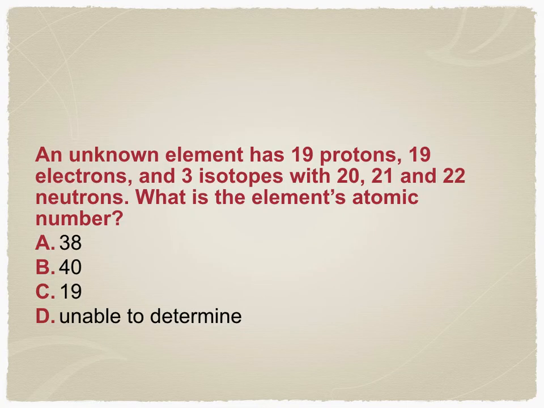All right, an unknown element has 19 protons, 19 electrons, and 3 isotopes with 20, 21, and 22 neutrons. What is the element's atomic number? All right, so think about this. The atomic number is what? The atomic number is the number of protons that something has. So if we have an element with 19 protons and 19 electrons, and it has 3 isotopes with 20, 21, and 22 neutrons, what is the element's atomic number?